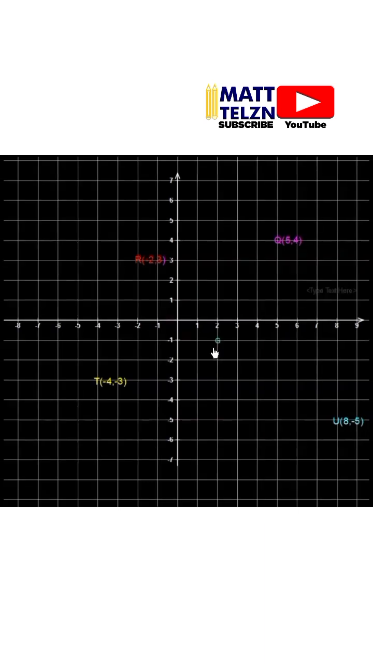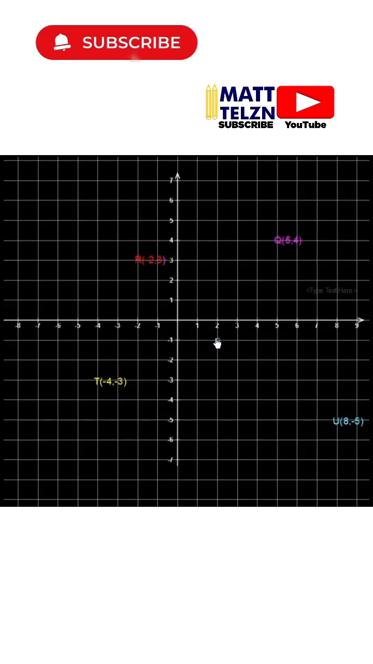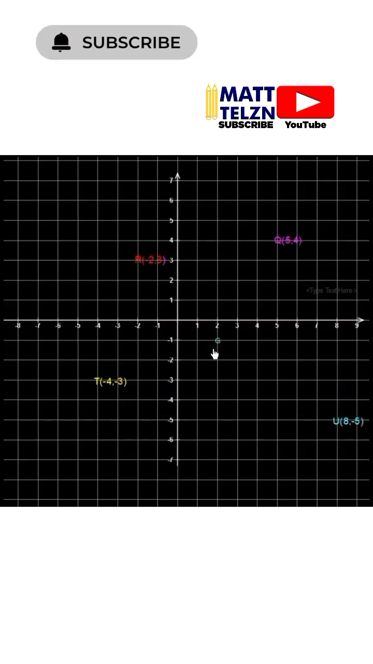All right. If you understood very well, I would like you to tell me point G is at what position? Point G is at what position? Okay, thank you.